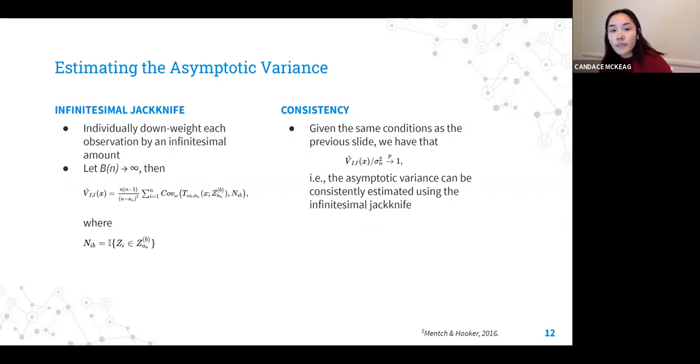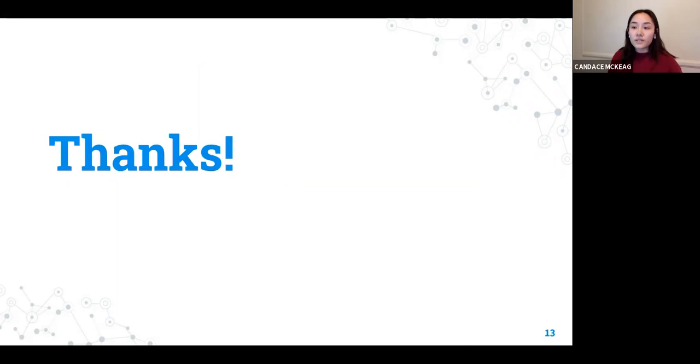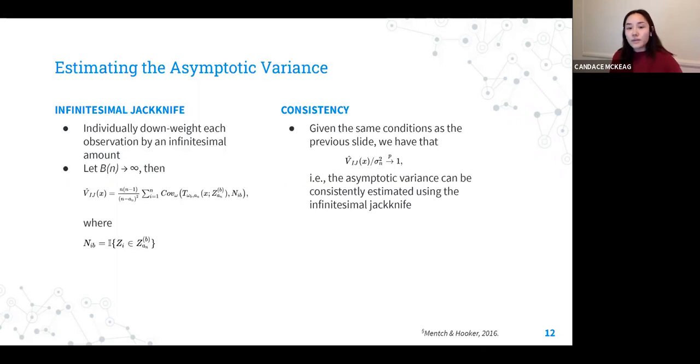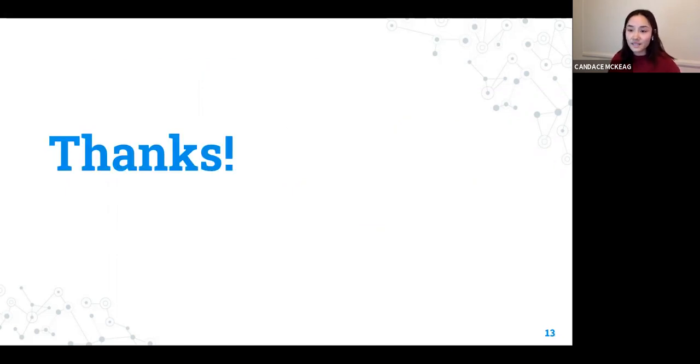And then as we let the number of trees go to infinity, this is our infinitesimal jackknife estimate on the left, the expression. Given the same convergence and error conditions as on the last slide, we can show that this infinitesimal jackknife estimator is consistent for the asymptotic variance of the random forest predictions. And this is really useful for confidence intervals and also testing feature significance. Next slide. And that's all, thank you.